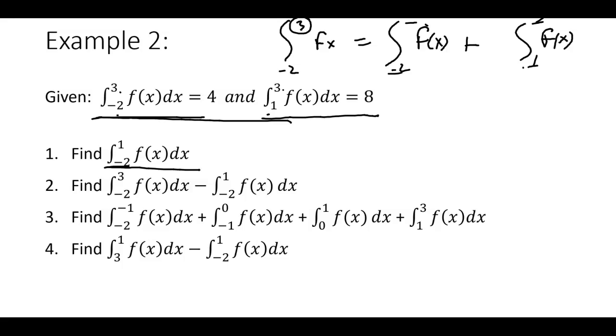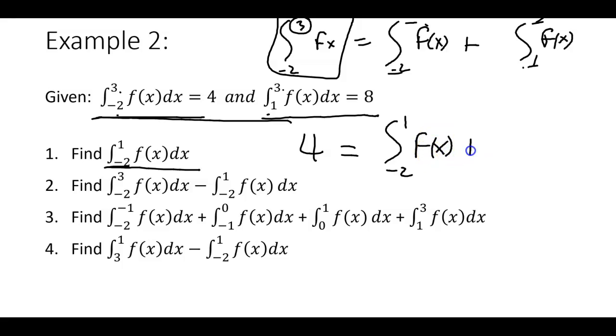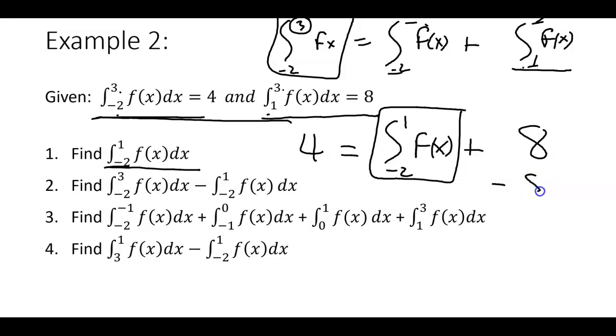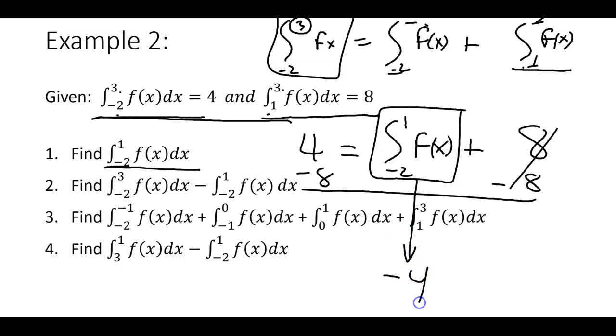Now, what is this one? We know this one. What is it? And what's this one? The one we don't know is this, but can I solve for that? Just subtract on both sides, right? So if you minus the 8 on both sides, now we know that this thing here equals -4.